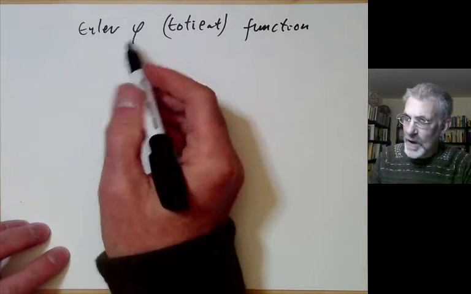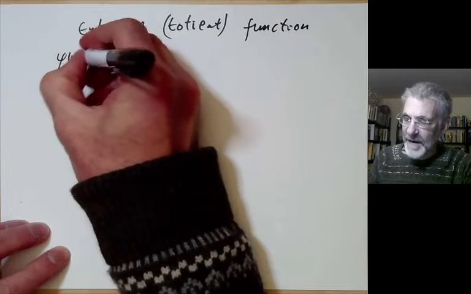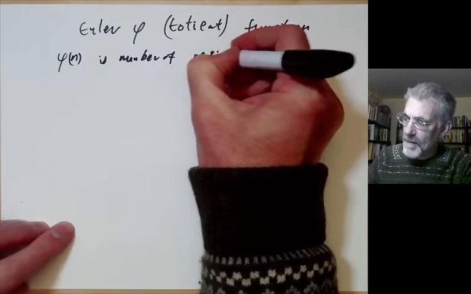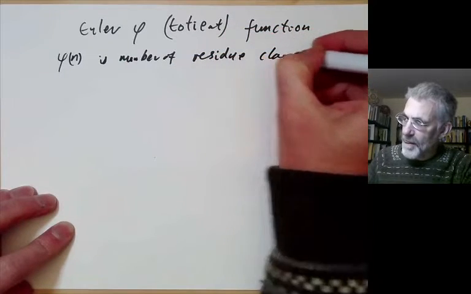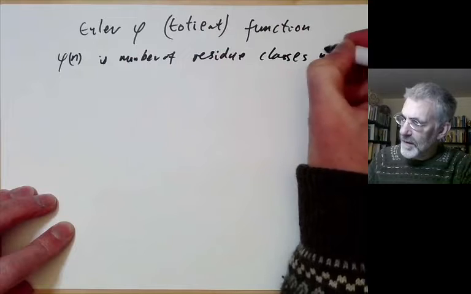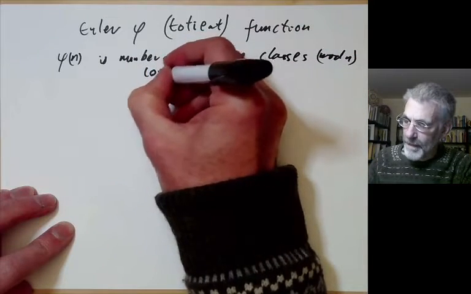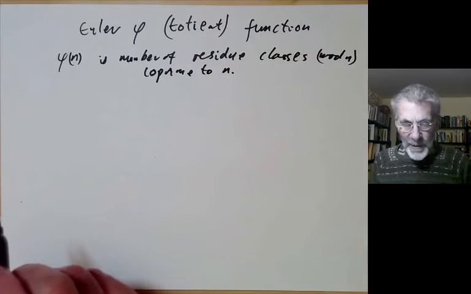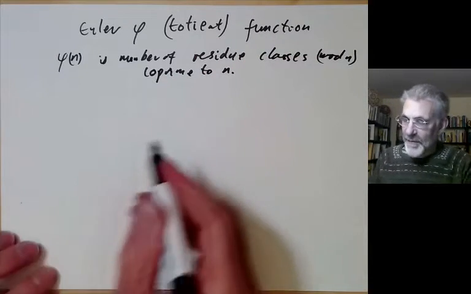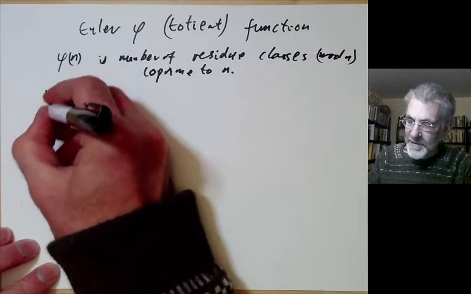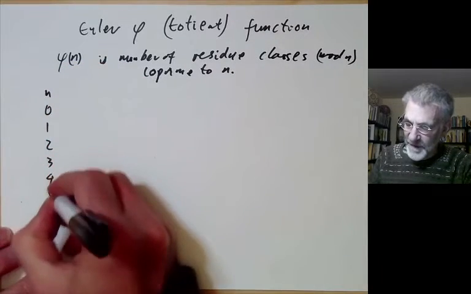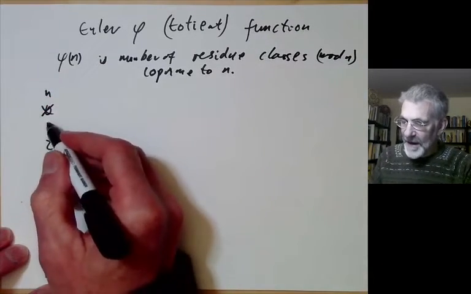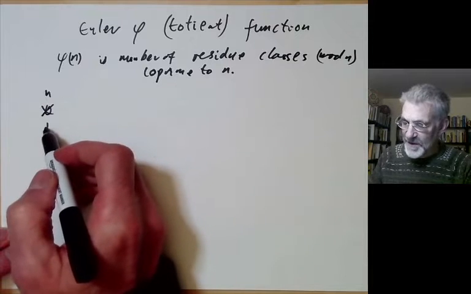So let's recall what phi of n is. Phi of n is the number of residue classes mod n that are co-prime to n. And let's just start by making a quick table of it just to get an idea of how it behaves. So let's take n to be 1, 2, 3, 4, 5, 6, 7, 8, 9, and 10. Shouldn't have 0. And let's list the residue classes that are co-prime to n.